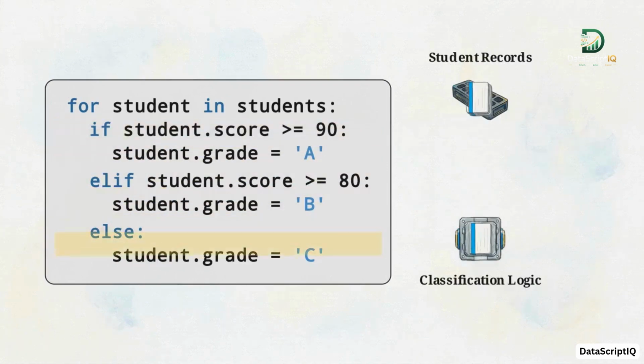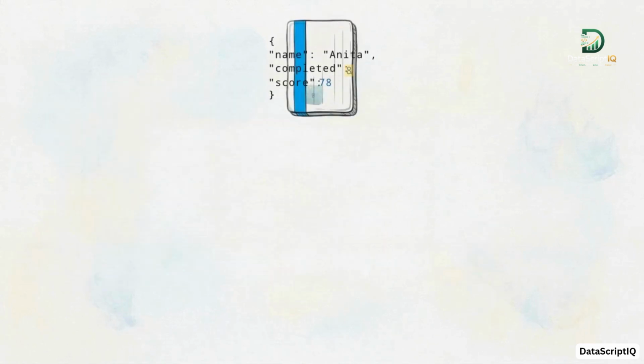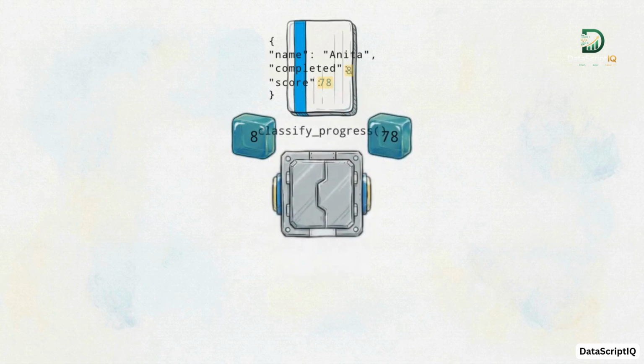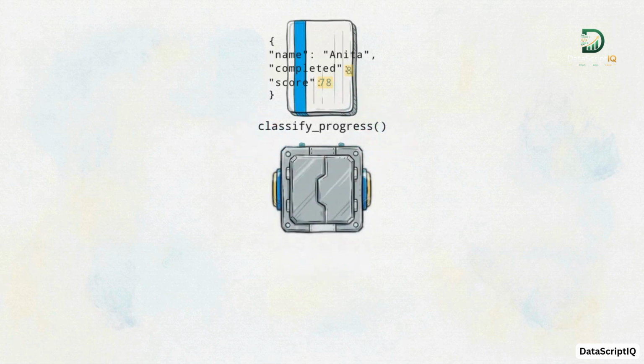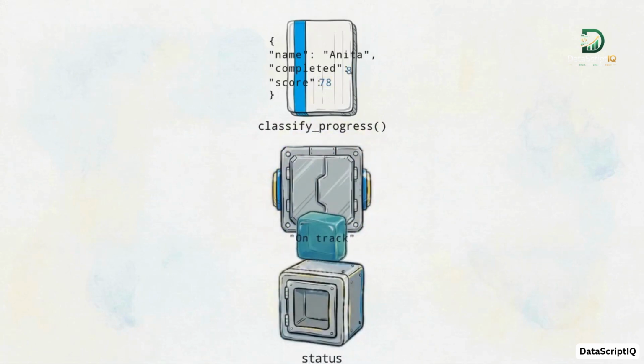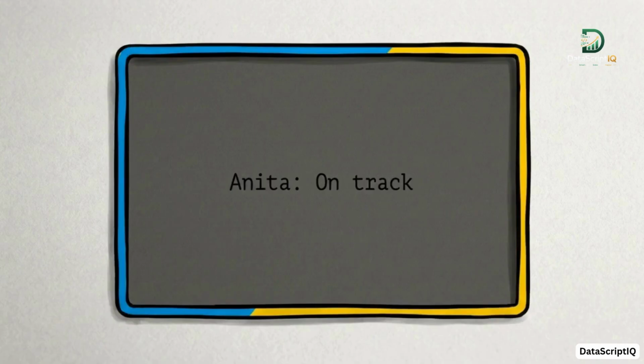To apply these rules to every student automatically, we initiate a for loop. Inside the loop, the program will extract the completed value from the dictionary. It then extracts the corresponding score value. These 2 values are passed into the classification function we wrote earlier. The result of that function is then assigned to a variable named status. Finally, we add a print statement to display the student's name alongside their calculated status.